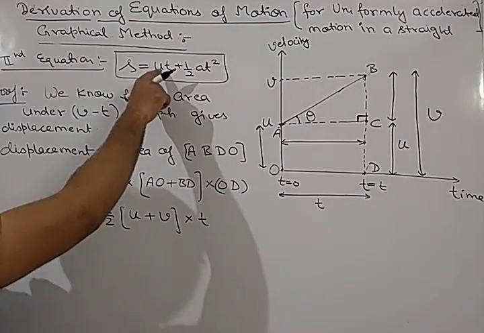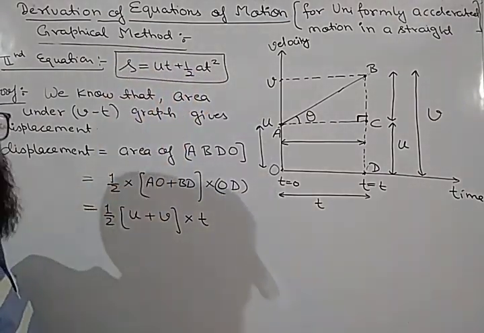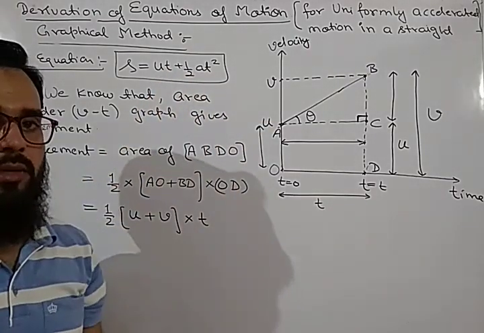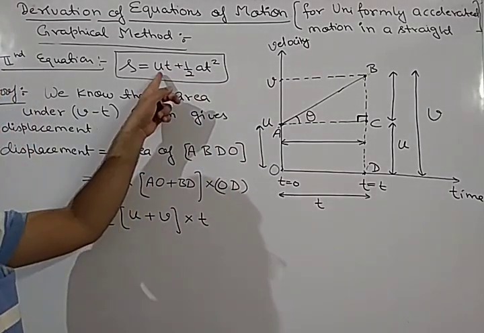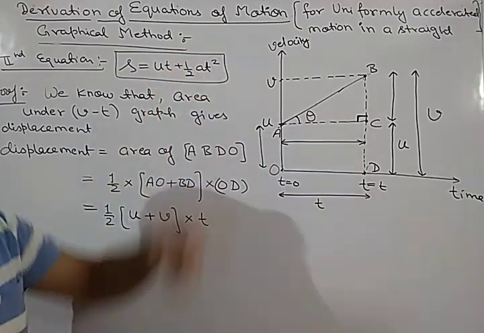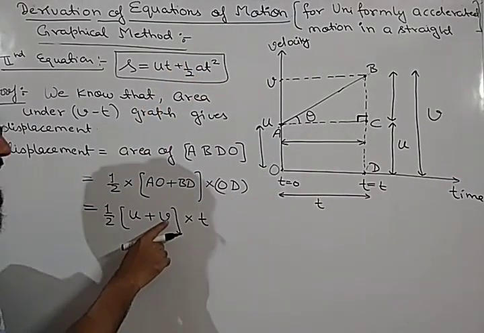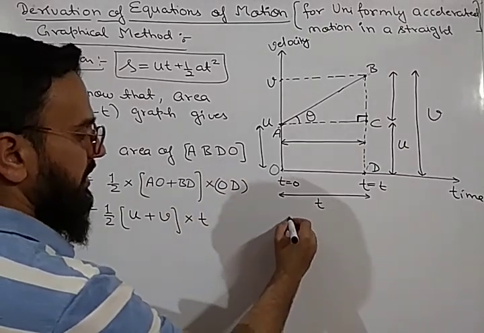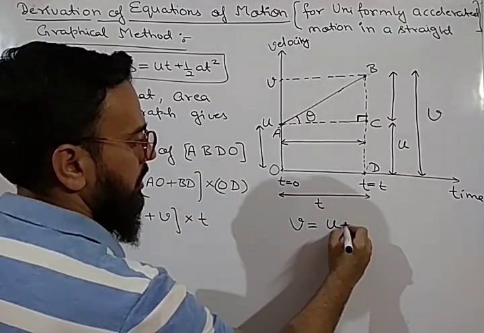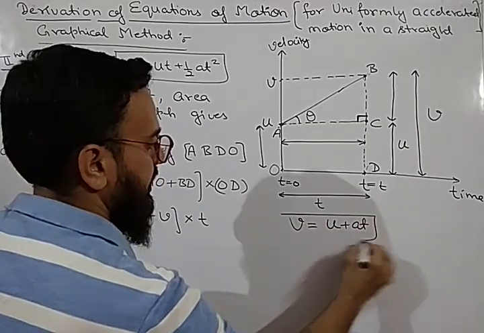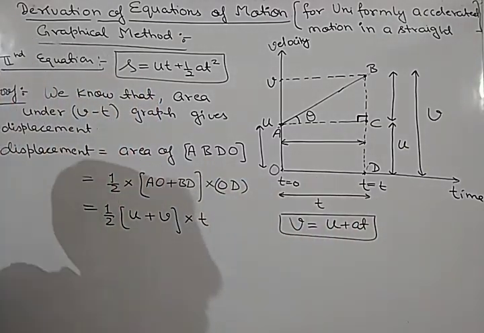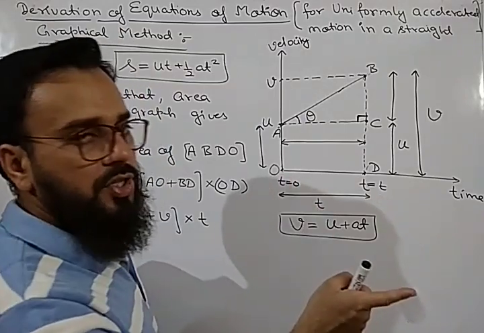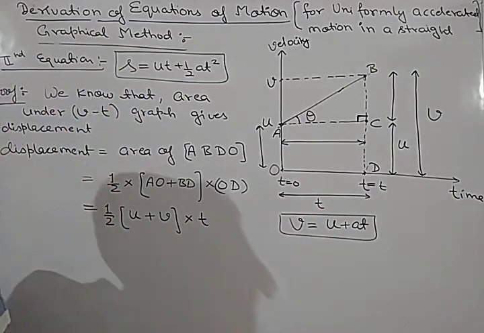And what is the second equation of motion? It is S is equal to UT plus half AT square. Means in second equation of motion, V is not coming. Only initial velocity is coming there and acceleration is coming. No final velocity. It means we have to eliminate this V. And we have already derived the first equation of motion, where V is equal to U plus AT. This is our first equation of motion. So now we are going to put the value of V from first equation of motion in this particular statement.